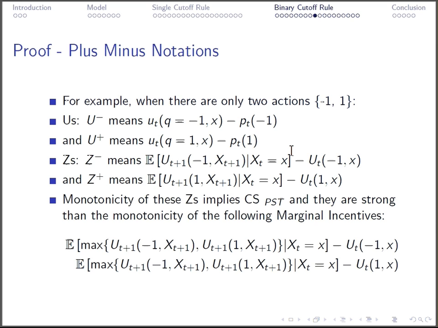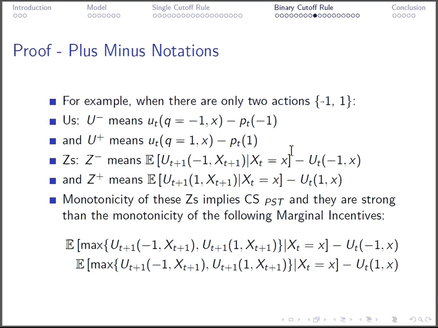And I'll give a simple example. The one with multiple q's on both sides is very complicated. The expressions are very complicated. The idea is not complicated at all. So U minus basically means the utility of obtaining the minus allocation minus this price, and U plus the same. The Z is the next period minus this period.